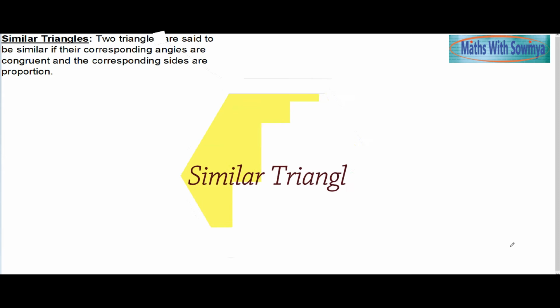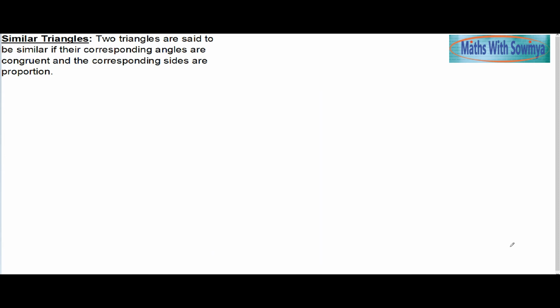Hello everybody. So we are doing chapter 6 from 10 CBSE, Triangles, which will also be for the state syllabus and CBSE both. We are taking similar triangles. Two triangles are said to be similar if their corresponding angles are congruent and the corresponding sides are proportional.